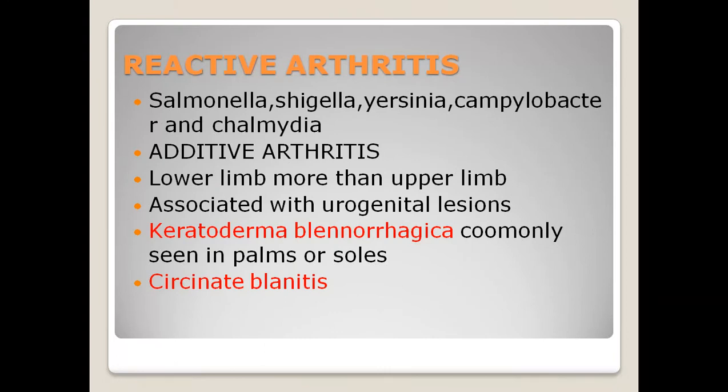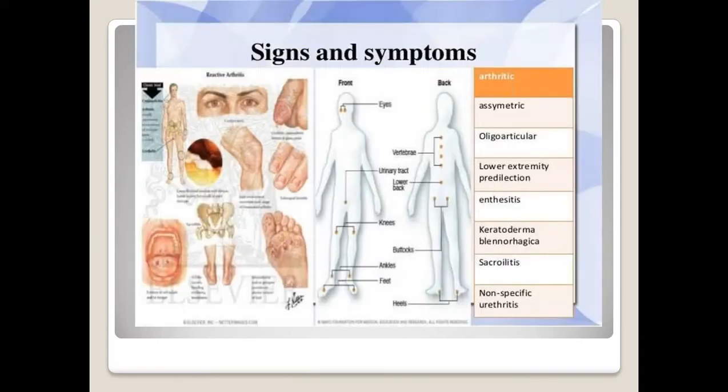Reactive arthritis, as we are speaking, is due to infection, most commonly chlamydia, and it is also called additive arthritis. And the lower limbs are more commonly involved than the upper limbs and it is associated with urogenital lesions. And keratoderma blennorrhagicum is commonly seen in palms and soles. It's mostly due to infections, mostly in urogenital lesions, and the most common organism is chlamydia.